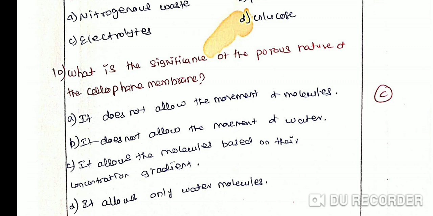Next question: kidney transplantation is the ultimate method in the correction of acute renal failures. Option A, true. Option B, false. The correct answer is option B, false.